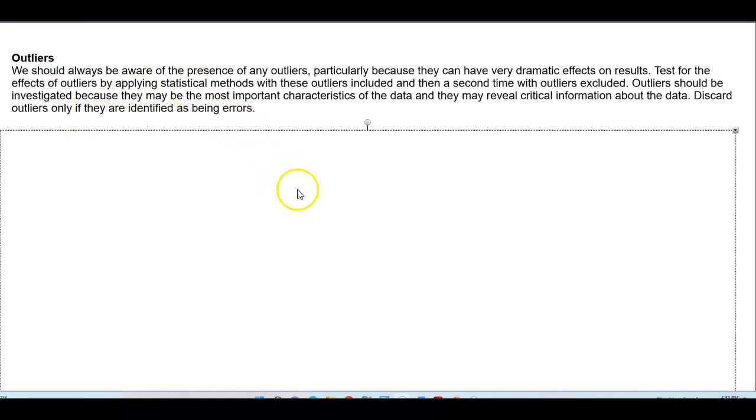Outliers. We should always be aware of the presence of any outliers, particularly because they can have very dramatic effects on results. Test for the effects of outliers by applying statistical methods with these outliers included and then a second time with outliers excluded. Outliers should be investigated because they may be the most important characteristics of the data and they may reveal critical information about the data. Discard outliers only if they are identified as being errors.